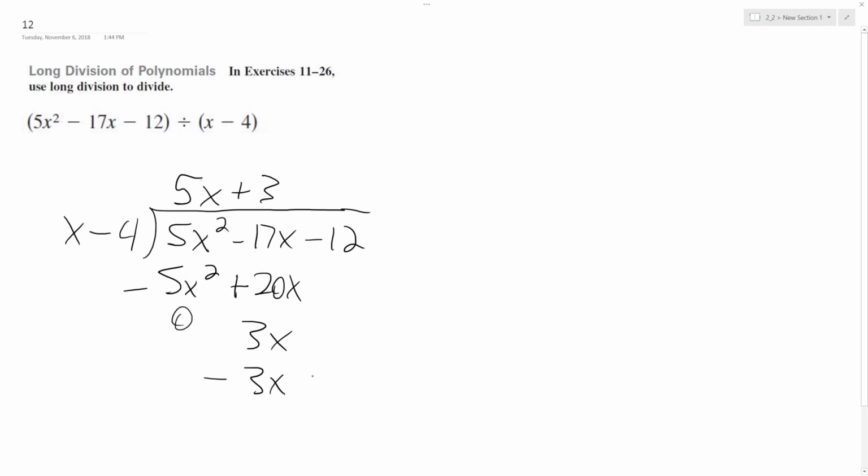And then this becomes minus 12, switch the signs. Actually, this was plus 3, so it becomes minus 3x. I add 12, and I get a remainder of 0. So when I divide 5x squared minus 17x minus 12 divided by x minus 4, I get 5x plus 3 out. And the same thing as x minus 4 times 5x plus 3 would equal the whole quantity.